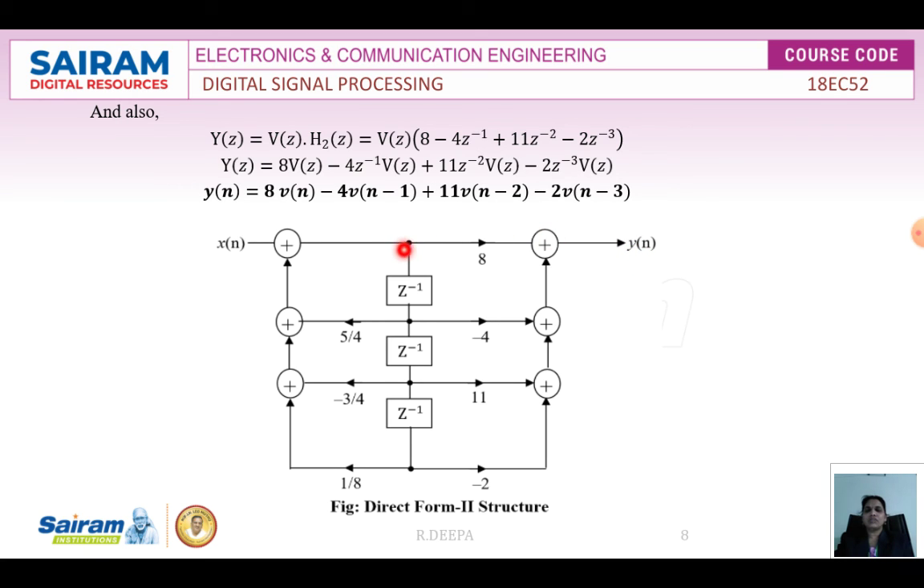Then you can start from here. Whatever the common delays you have, you can mention them here, and the corresponding coefficients are multiplied, and similarly the y of n coefficients are multiplied here, then it is given to the summation block to get the final output y of n. So this is how to draw the direct form 2 realization of the given digital IIR filter.